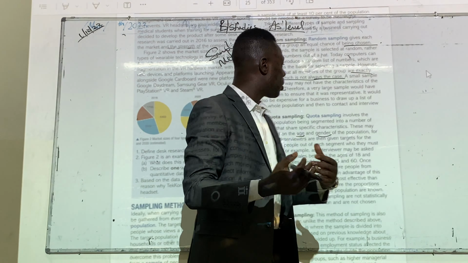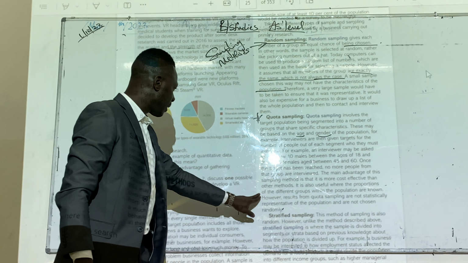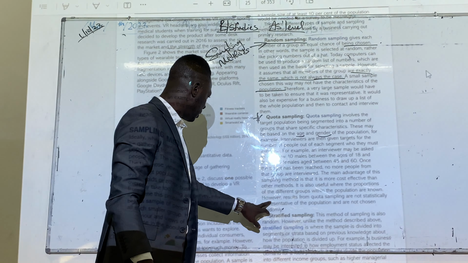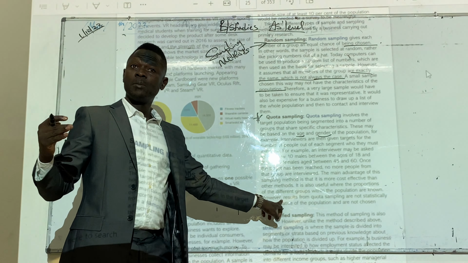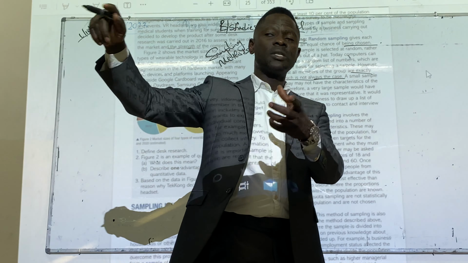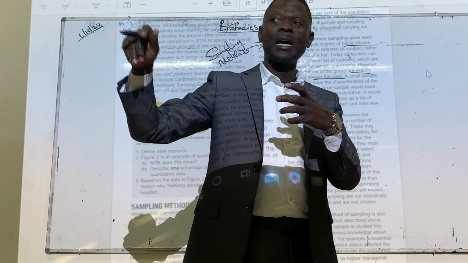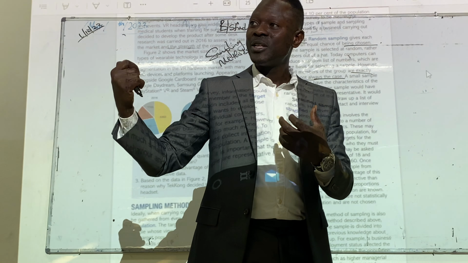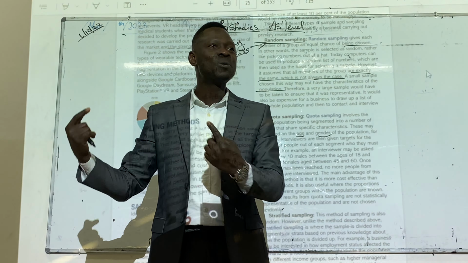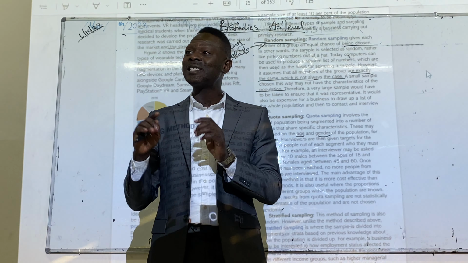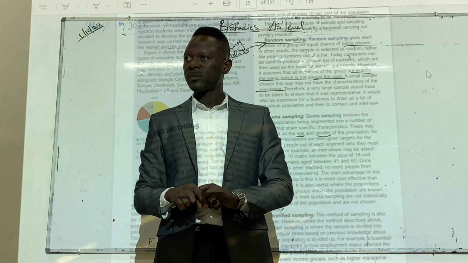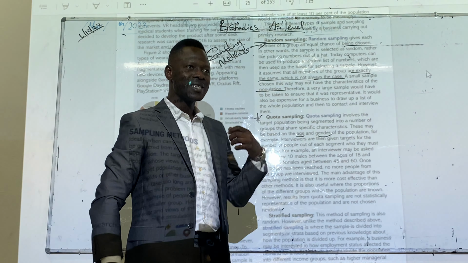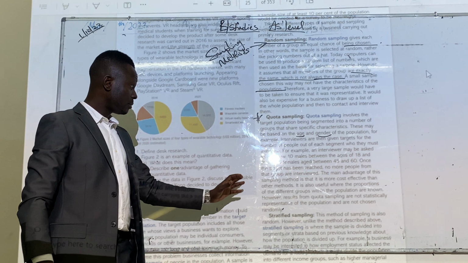But the problem about quota sampling is that it is not statistically representative, because when we have three of you having the same characteristic and we are choosing one out of the three, does one represent the three? It might not. So statistically, it does not represent the targeted population. Do you get the problem about quota sampling here?